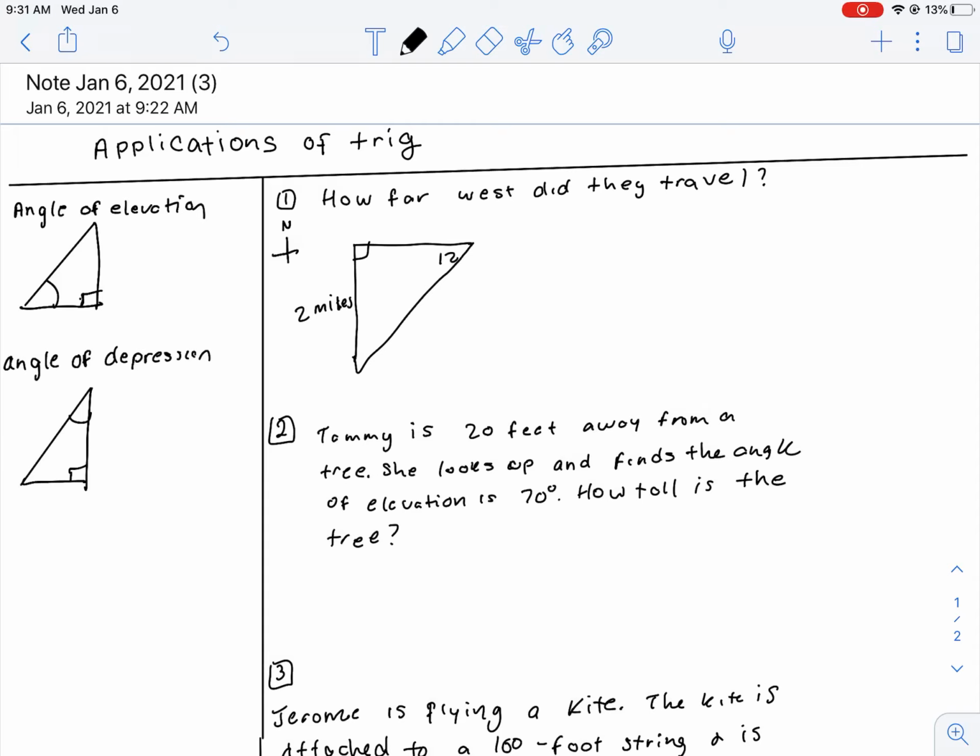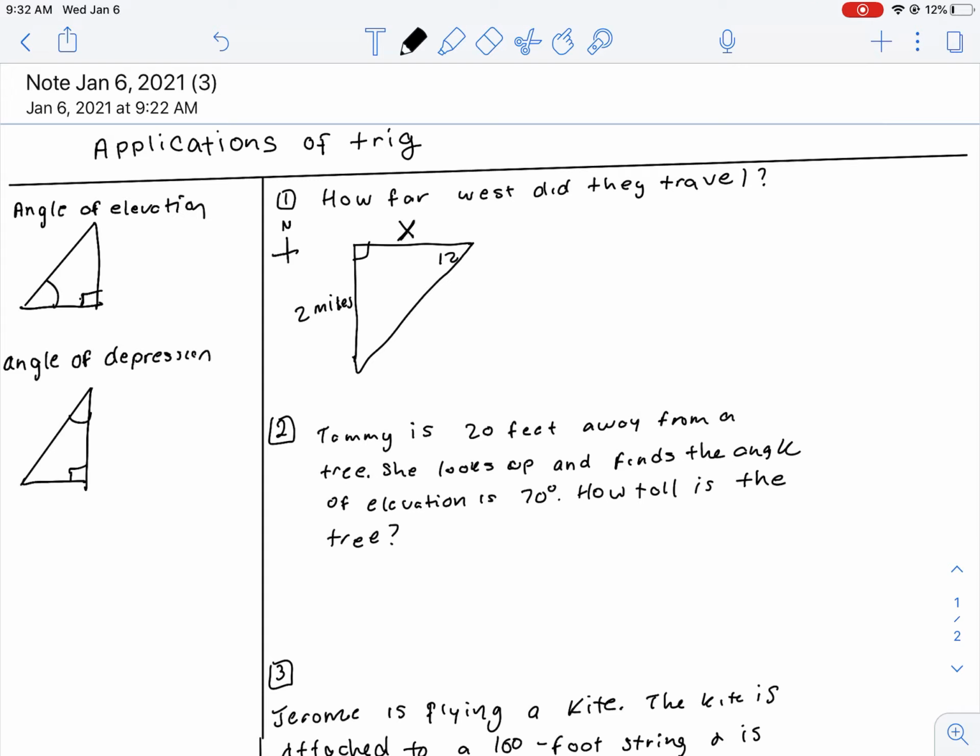Today we're going to talk about applications of trig, and we've talked about it before. But today we're going to really focus on how we find missing sides and angles in the real world. Okay, so let's look first at number 1, and we have a park ranger. At first, they're going to go 2 miles south at an angle of 12 degrees. The question is, how far west did they travel?